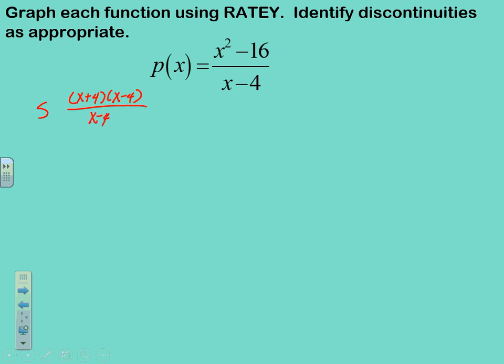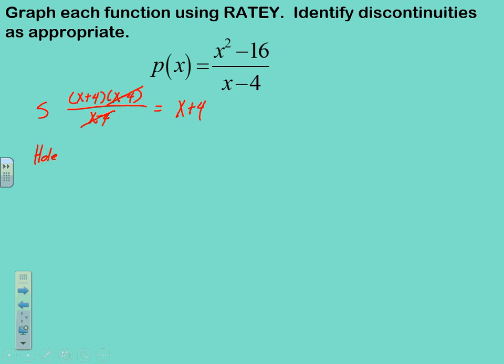Now the denominator can't simplify. But if you notice, we have a factor, the x minus 4, that is common to the numerator and the denominator. So the final simplified function is simply x plus 4, which if you just graph x plus 4, that's a line. But because I have a factor in the numerator and the denominator that are shared, that tells me that I have a hole. Otherwise I would have a root and a vertical asymptote at the same place, which is not possible.